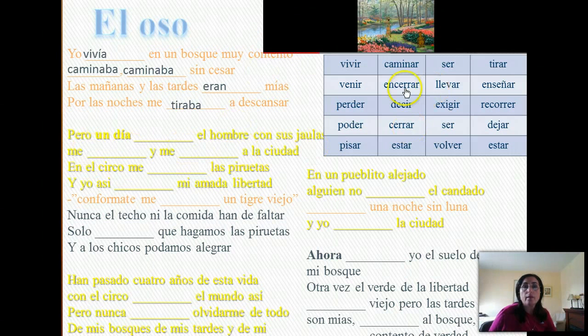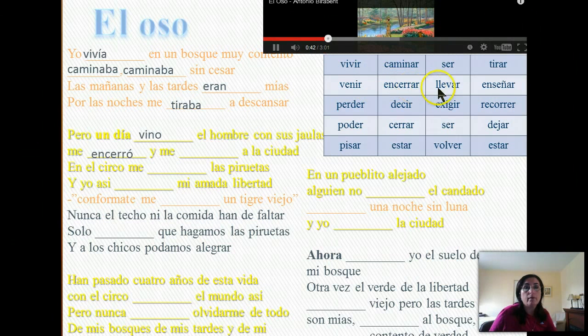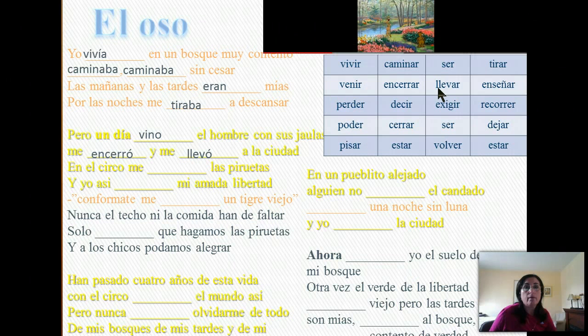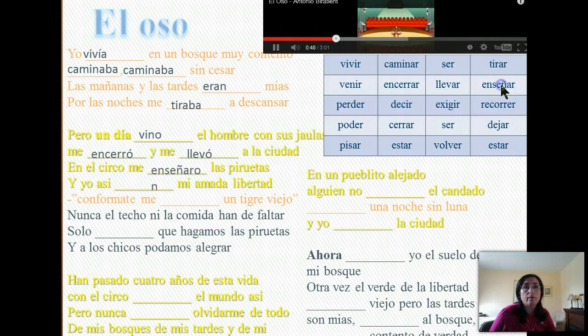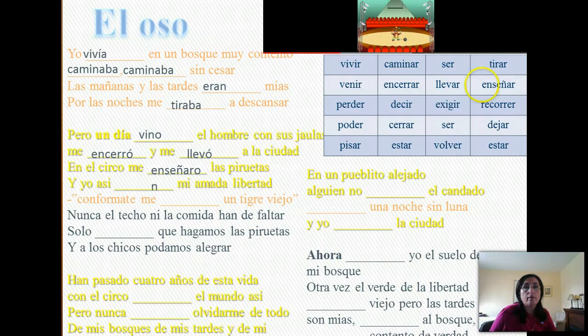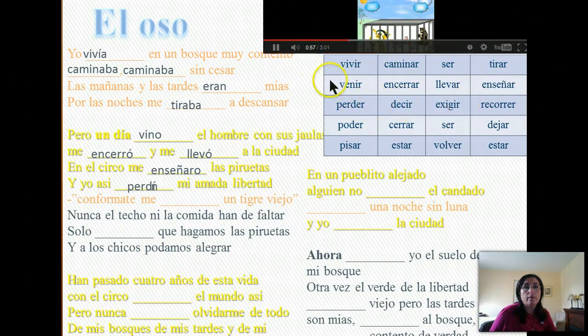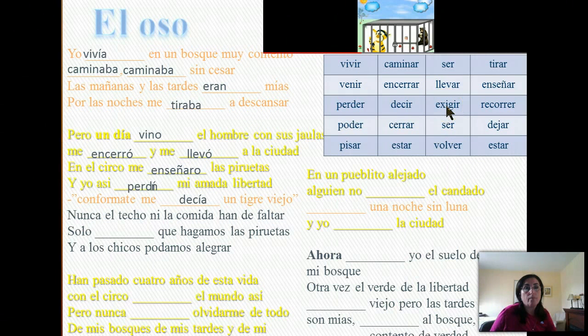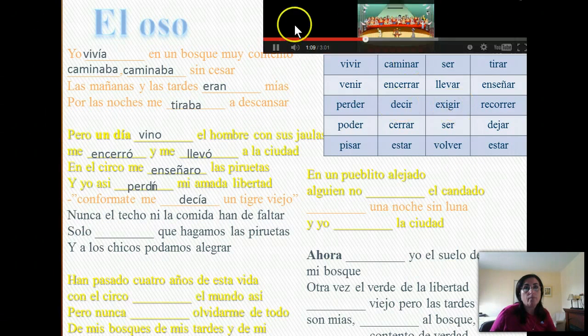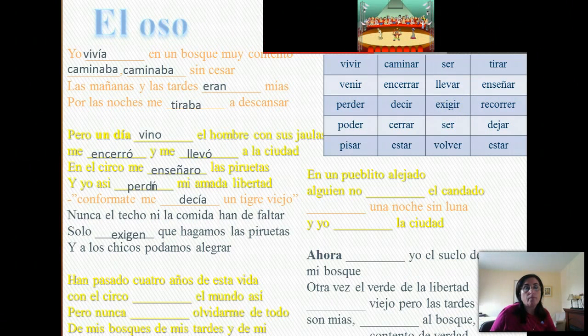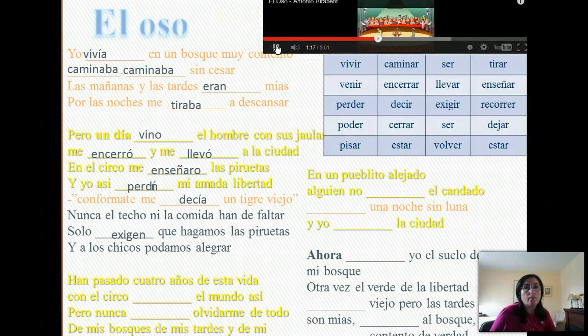Pero un día vino el hombre con sus jaulas, me encerró y me llevó a la ciudad. En el circo me enseñaron las piruetas y yo así perdí mi amada libertad. Confórmate, me decía un tigre viejo, nunca el techo y la comida han de faltar. Solo exigen que hagamos las piruetas y a los chicos podamos alegrar.